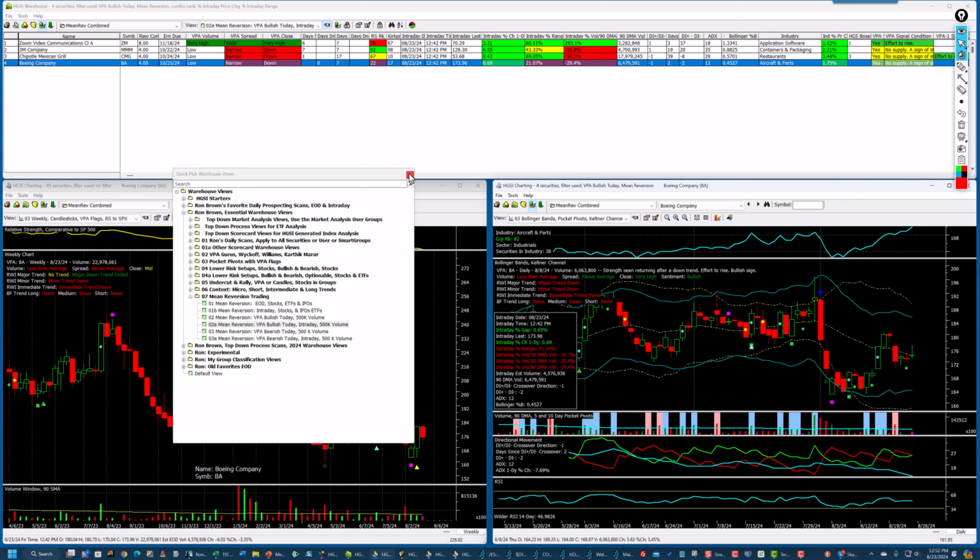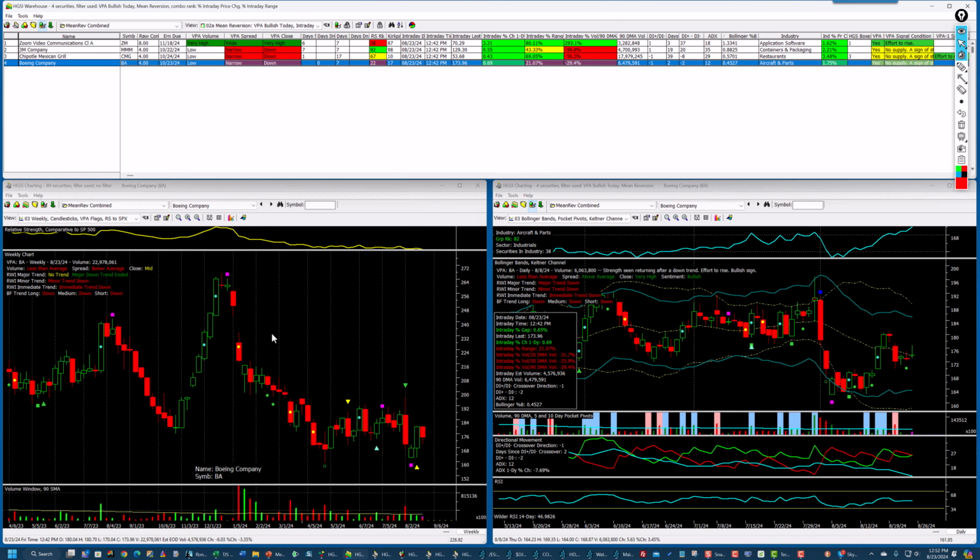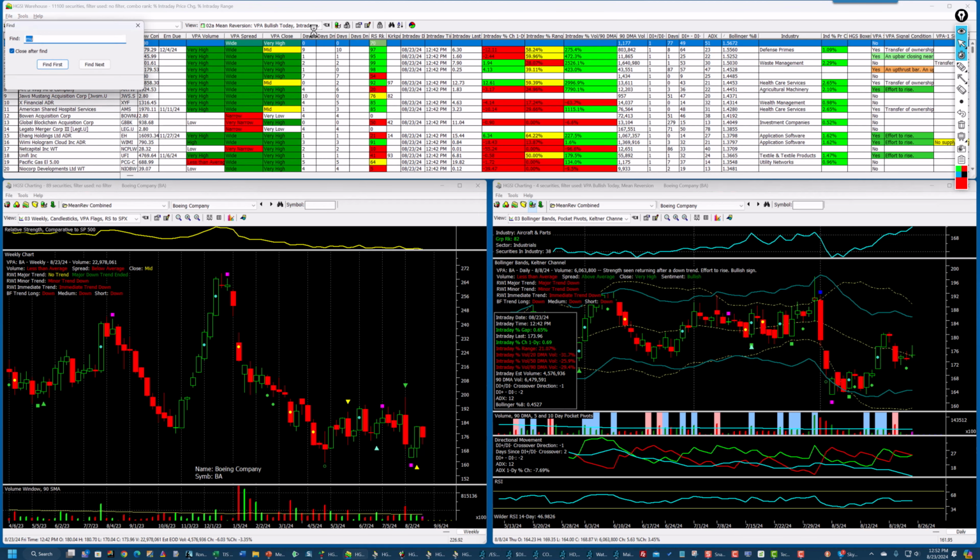But what does the weekly chart look like? Well, it was down, and it's really just been chopping around here for several weeks. Since we have so few stocks in here, I'm going to go into all securities by hitting my alternate spacebar key.